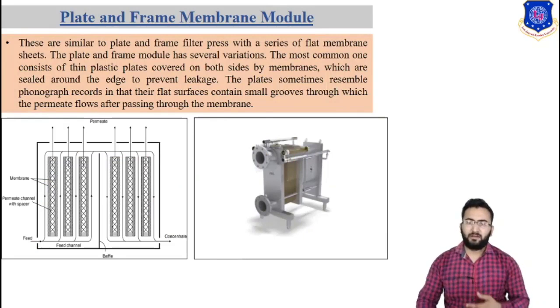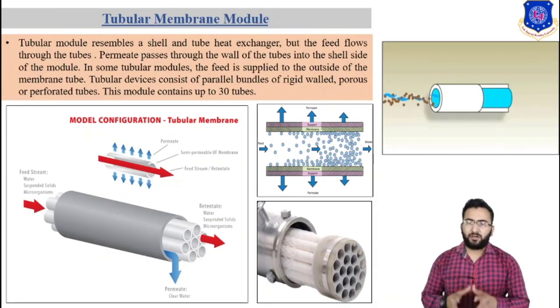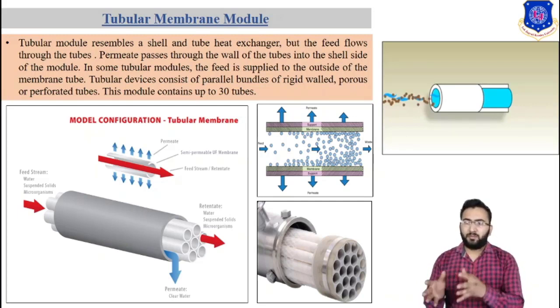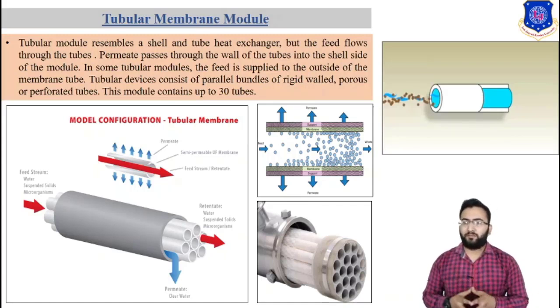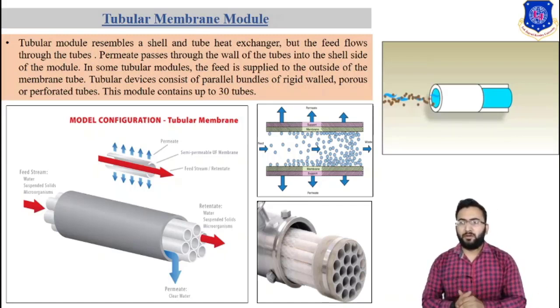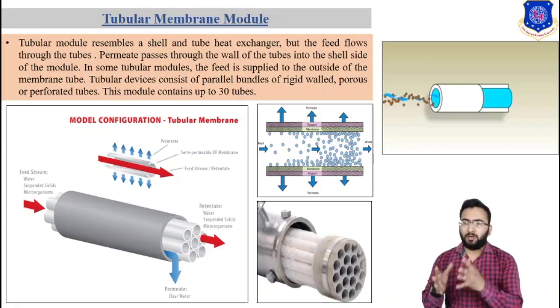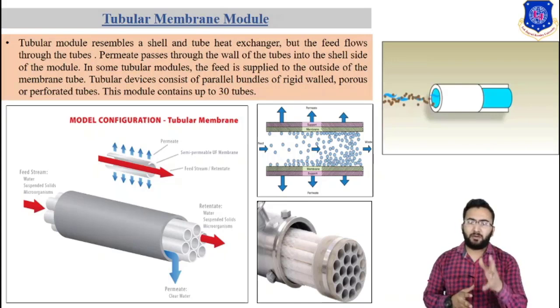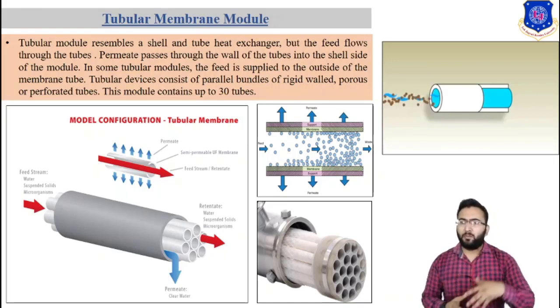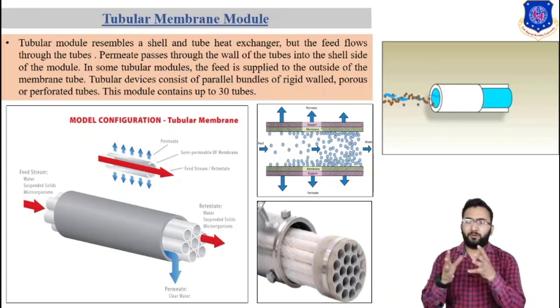Now let's discuss the second module, which is the tubular membrane module. Tubular modules resemble a shell and tube heat exchanger, but the feed flows through the tube, and permeate passes through the wall of the tube into the shell side of the module. In some tubular modules, the feed is supplied to the outside of the membrane tube. A tubular device consists of a parallel bundle of rigid wall, porous or perforated tubes. This module contains up to 30 tubes.